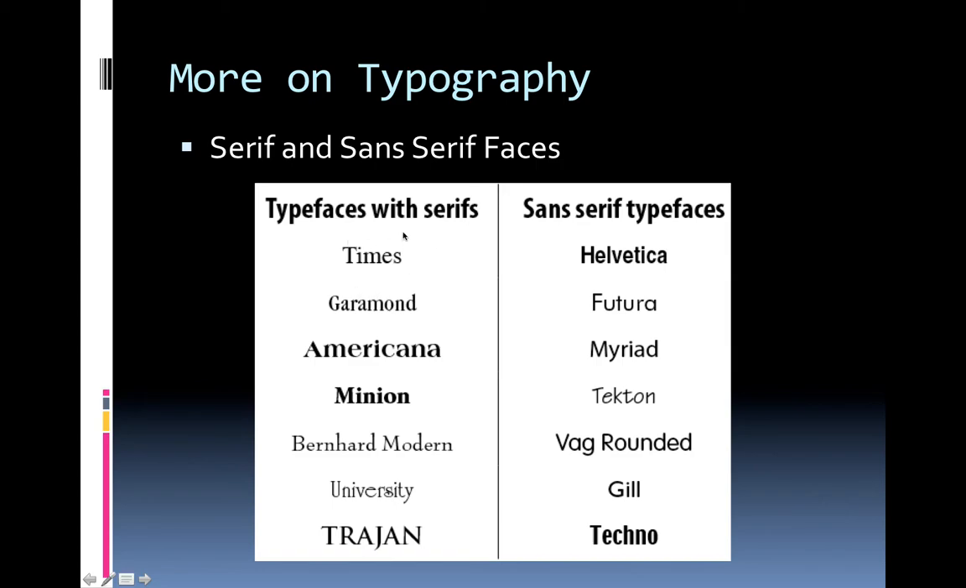serifs may have different typeface families. Like this is Roman, and this is Minion, this is Bernhard Modern. So they have different typeface families, but all of them have small strokes at the end of the letter strokes or the letter legs. The other type is called sans serif. Sans serif may also have different typeface families. Helvetica, Futura, Marriott, Tecton. So they have different typeface families, but all of them do not have any stroke at the end of the letter stroke.